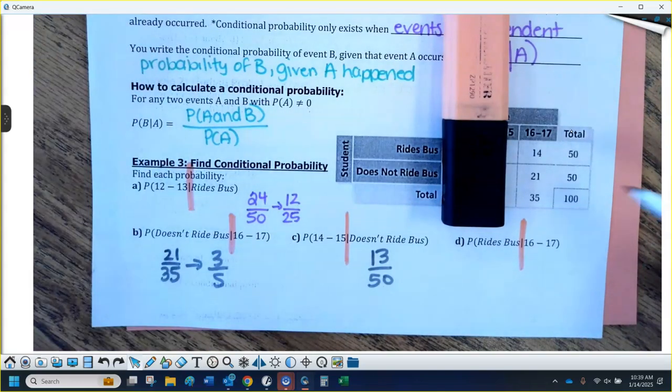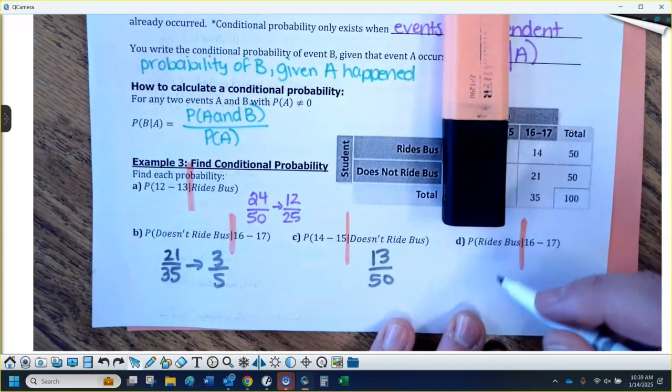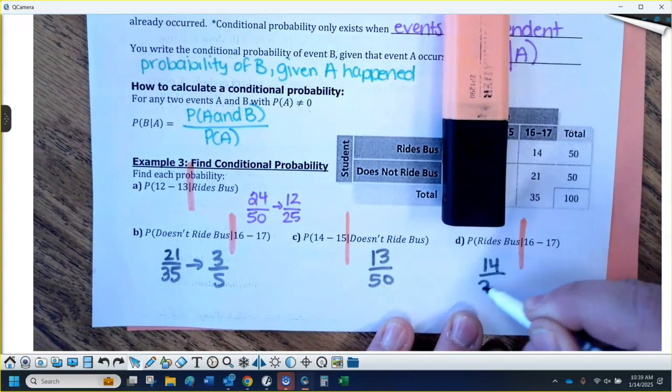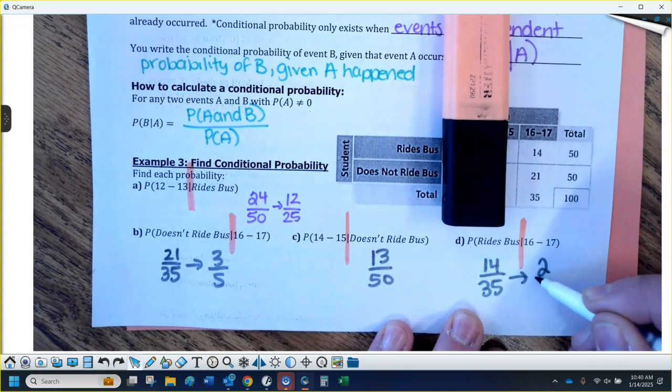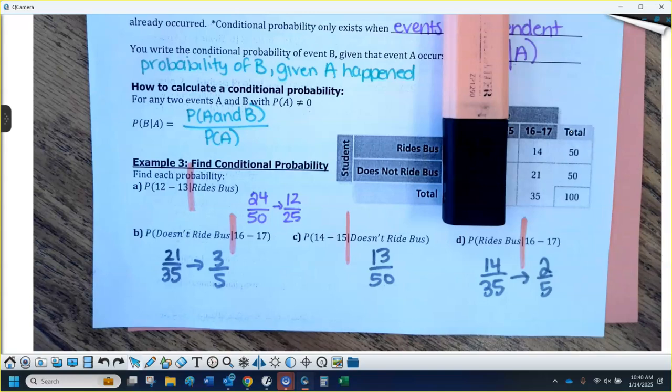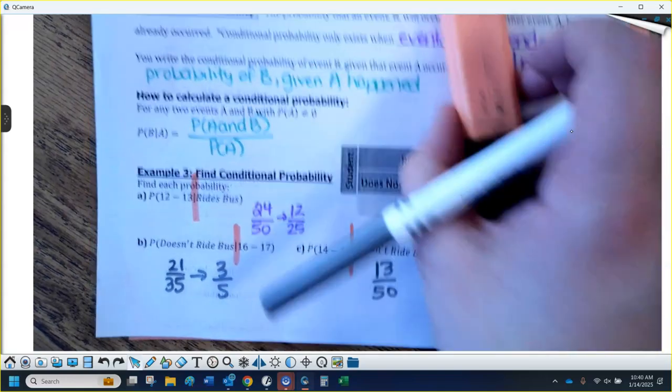So if I'm in the age group of 16 to 17. Yep. What'd you say? Perfect. 14 out of 35. I know both of those are divisible by 7, so I think this reduces to 2/5. Is anybody having a question? And of course, you can use your calculator to reduce the fraction or find the decimal if you need to. Okay. Now, on to the back.